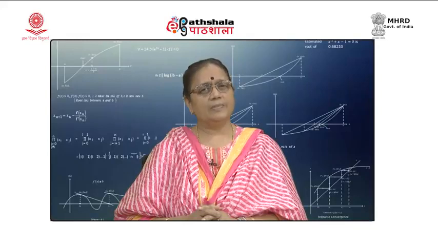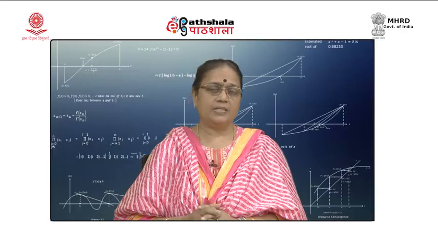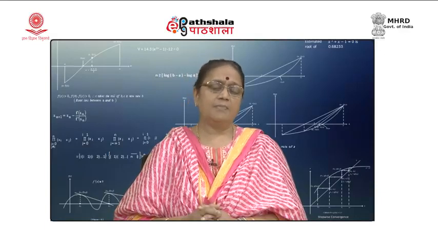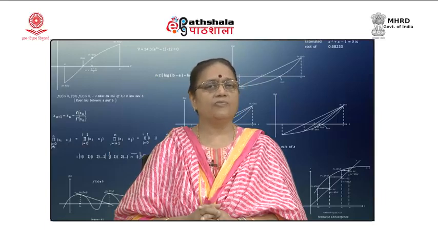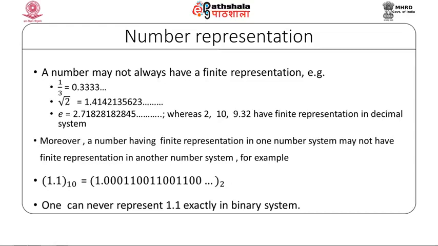In our decimal number system also, 2 is represented with finite precision, 10 is represented, but there are some numbers like √2 which go up to infinity, and cannot be written using finite precision. Same way 1/3, 0.333 it goes on. Our e number is 2.7182 and it goes on. So, they are not represented by finite precision.